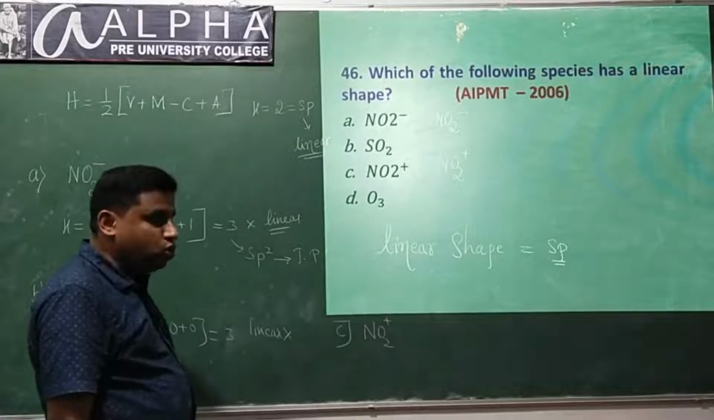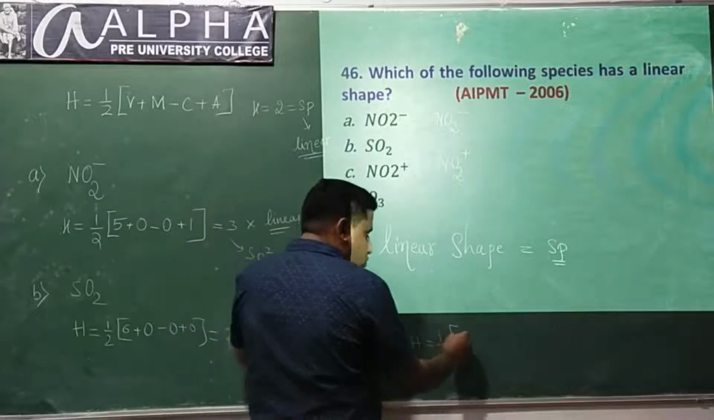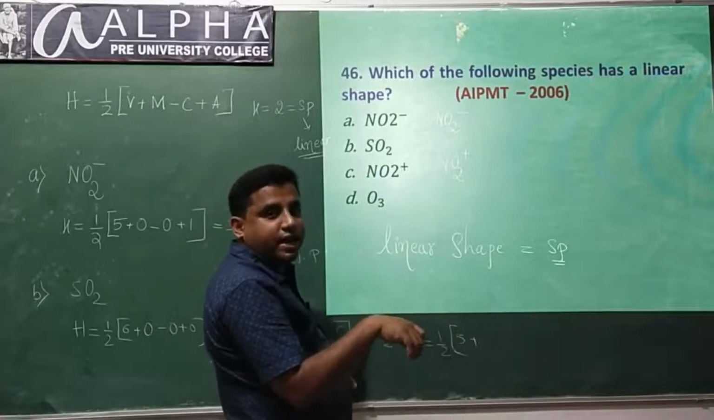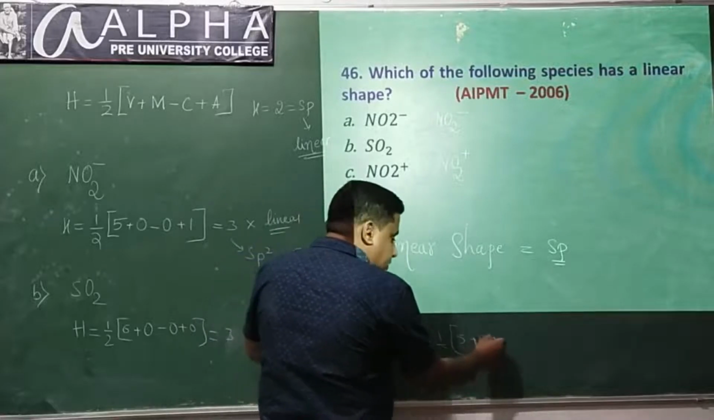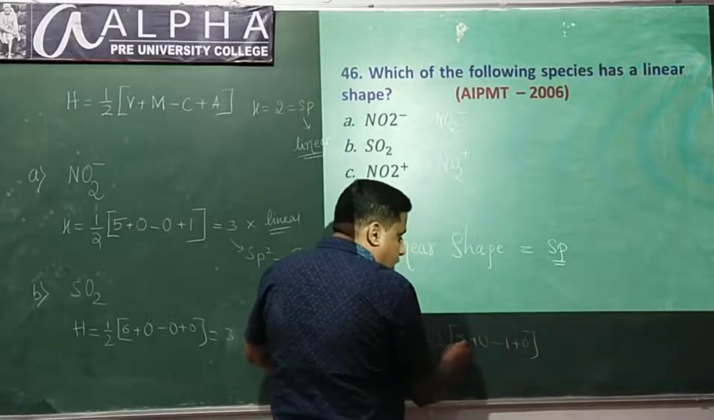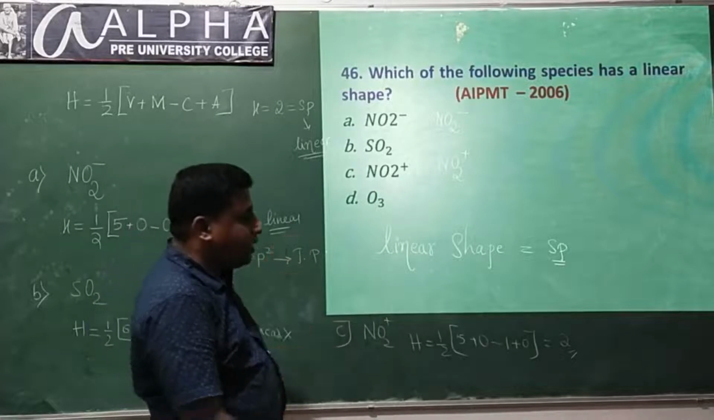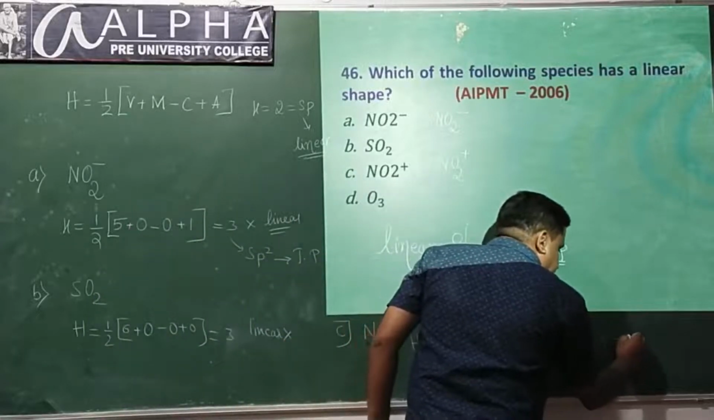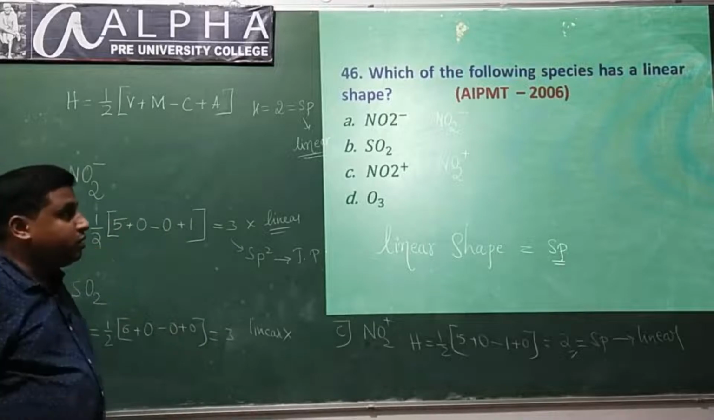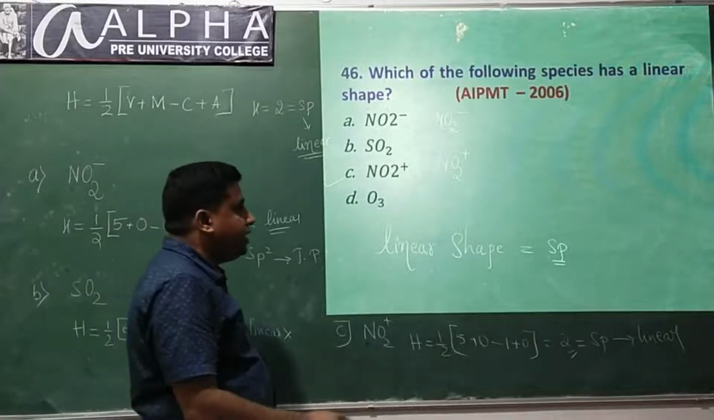Next, let us go with NO2 plus. Calculate the hybridization. H is equal to half of: nitrogen, 15th group, 5 valence electrons. No monovalent atoms, because oxygen is divalent, so 0. There is one positive charge, so minus 1. Negative charge is 0. 5 minus 1 is 4. Half of 4 is 2. Look here, we are getting H equal to 2. If H is equal to 2, what type of hybridization? SP hybridization. SP hybridization means linear shape. So what is the correct answer? Option C. Let us check option D also.